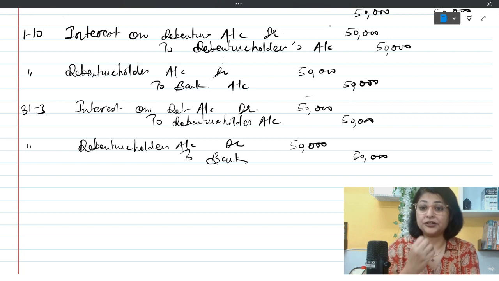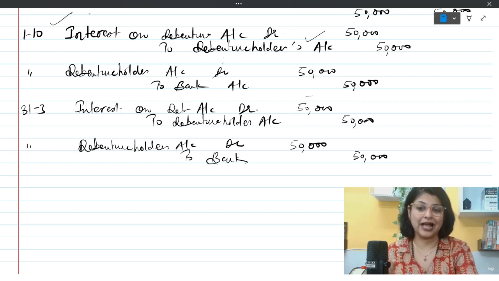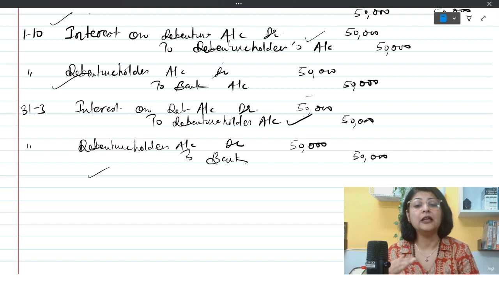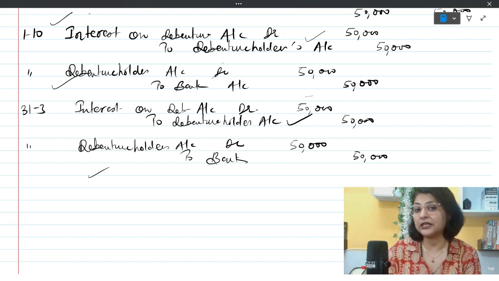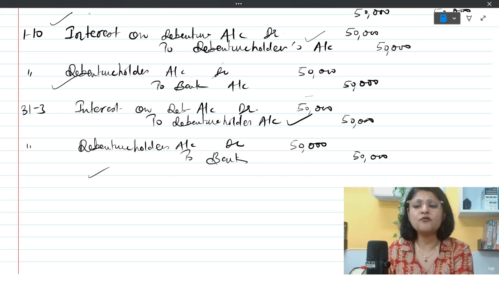Now what is interest on debenture account? You see that debenture holders account opened and closed in both the cases. It was credited first and then debited. Here also it was credited and debited. But interest on debenture account is still open. So all the accounts should be closed at the year end. So what are we going to do now?